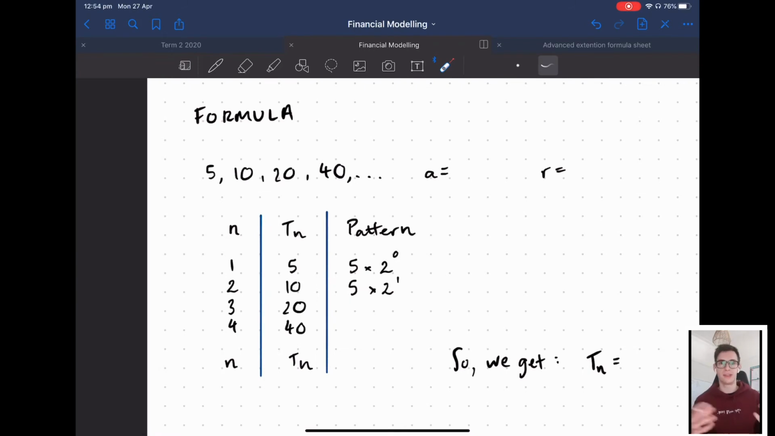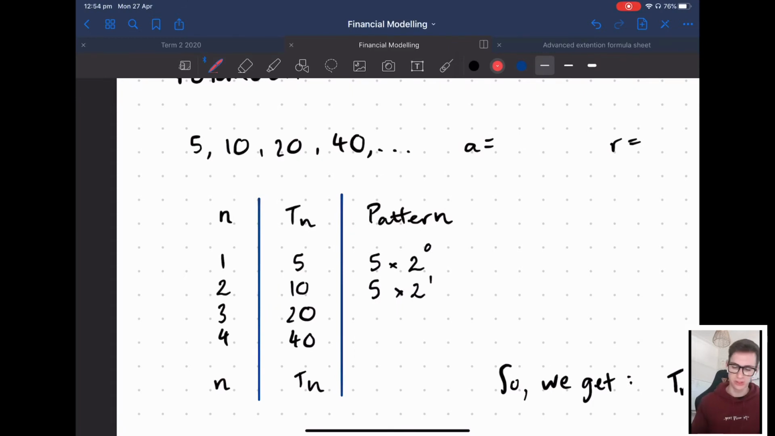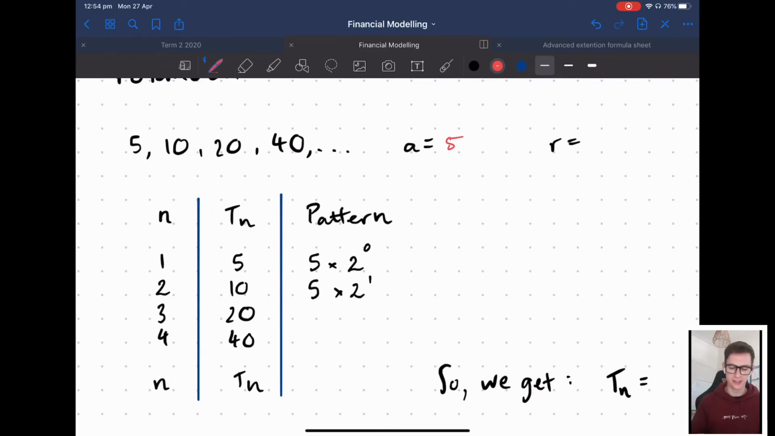So let's do an example to draw a pattern and get a formula out of this. Having a look at this sequence here, the A term is going to be our first term. So straight away, that's just 5. Easy. Now for the ratio, we'll use the formula again, just so we're consistent. I'm going to grab the second term divided by the first term, and I get an answer of 2. It makes sense that it's 2 because we're doubling each time, and the numbers are getting bigger and bigger as we go. So I know that A is 5, R is 2.